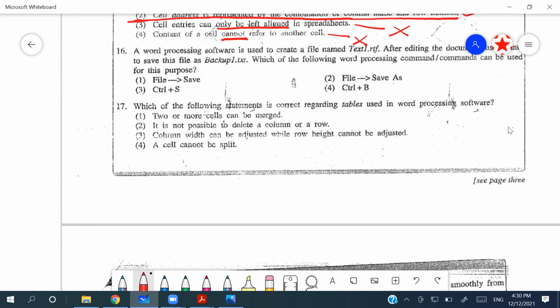Two or more cells can be merged. Yes, of course, that is correct. They're asking for the correct one, right? So the first one is going to be the correct one. The second one says it is possible to delete a column or a row. Yeah, that is also a correct one. Then the third one says column width can be adjusted while row height cannot be adjusted. No, row height can be adjusted. According to this, this is wrong. A cell cannot be split. No, it can be split.